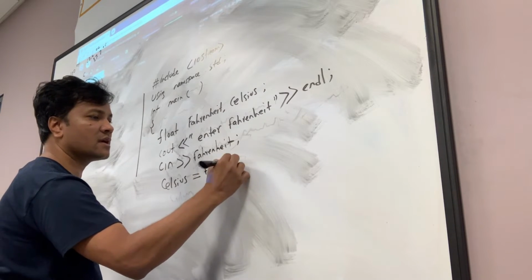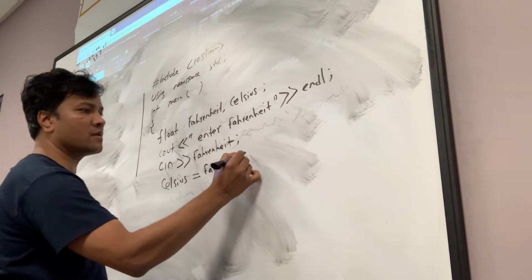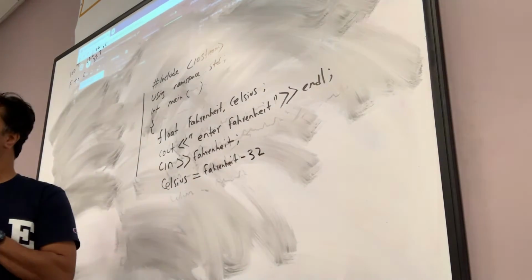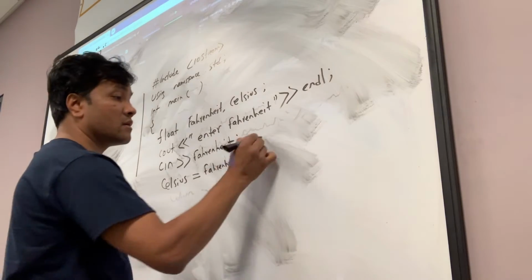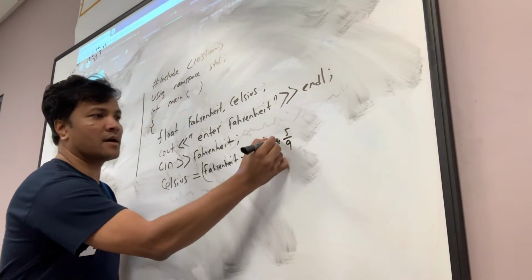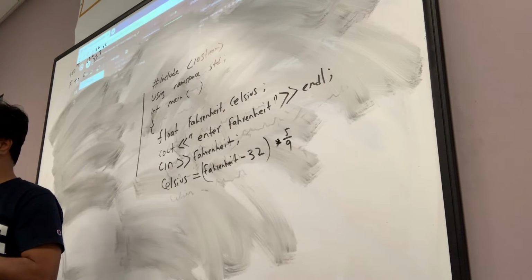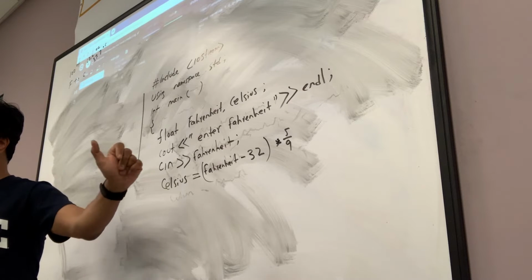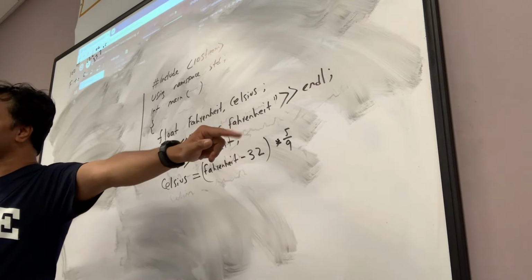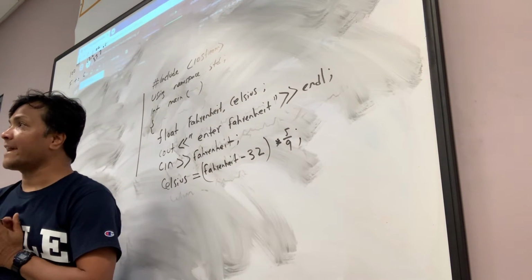Fahrenheit. You said minus. Minus 32. Five over 9. Oh, something else we have to put at the end. Semicolon. Very important. All right.